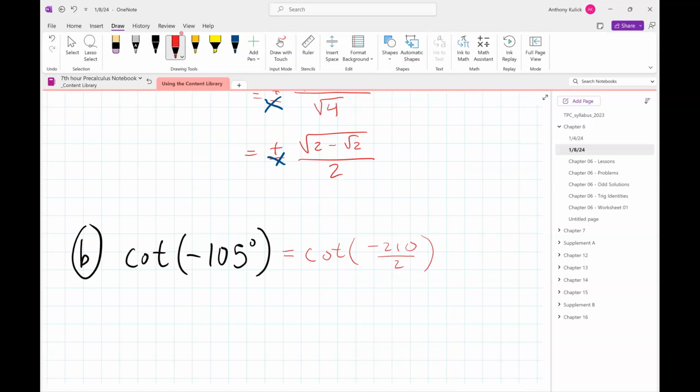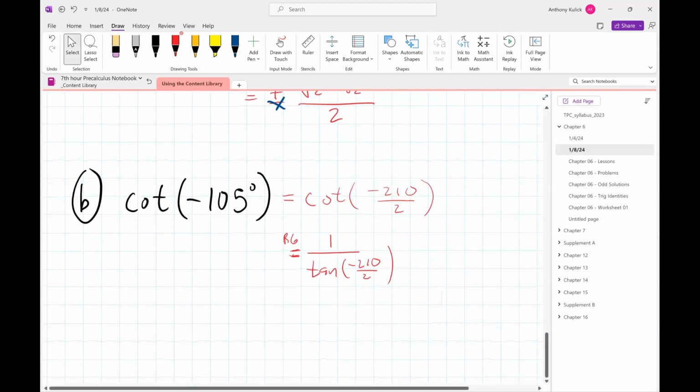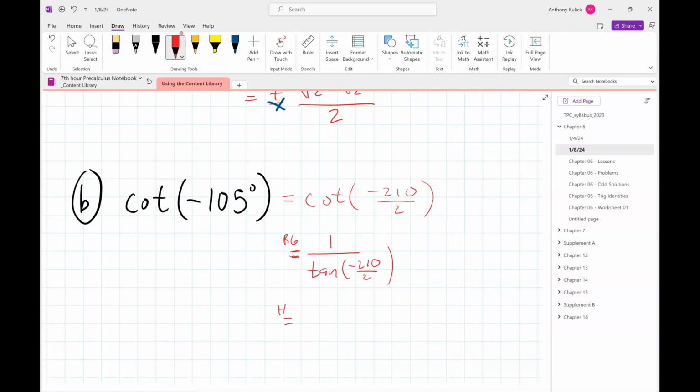Oh no! There's not a cotangent one on my sheet. Well, it turns out that it's not a problem. If I remember from chapter 5, cotangent is the reciprocal of tangent. Which one was that? That was R6. And now I can use my half angle 3.